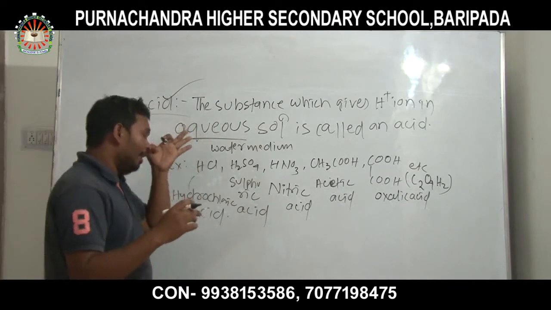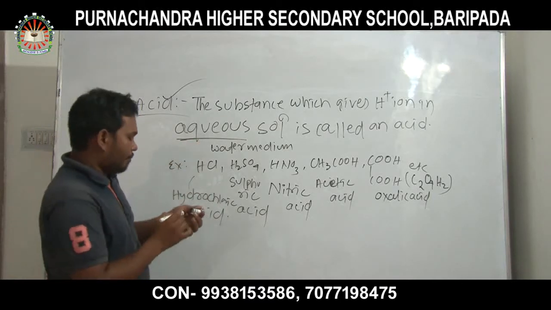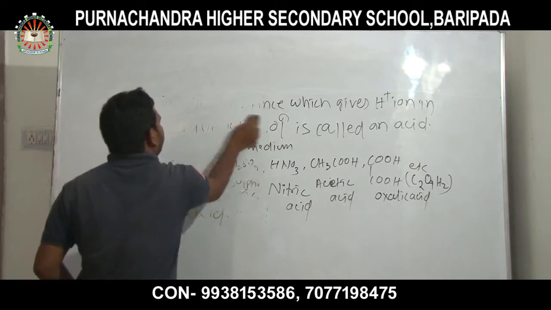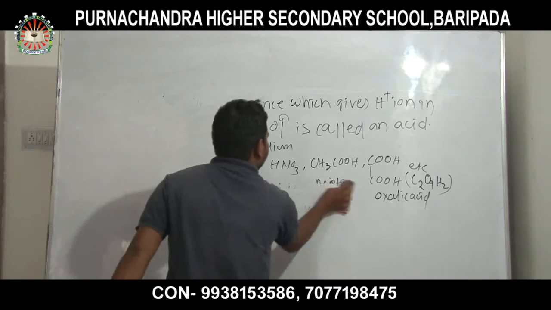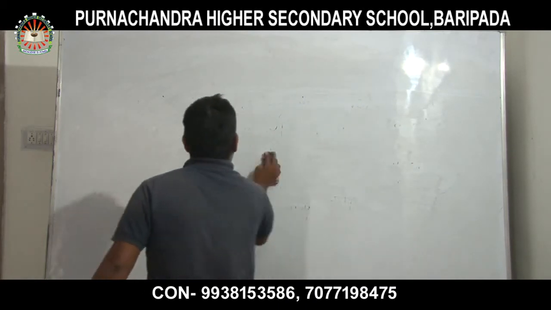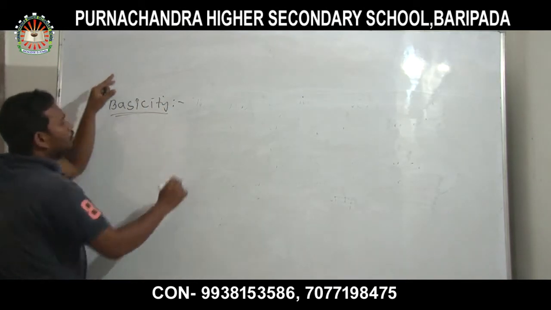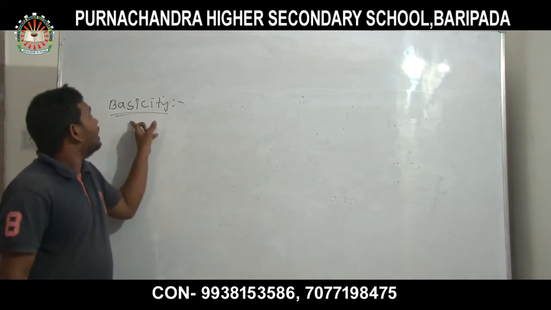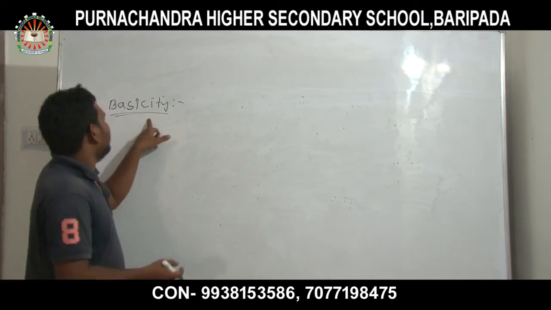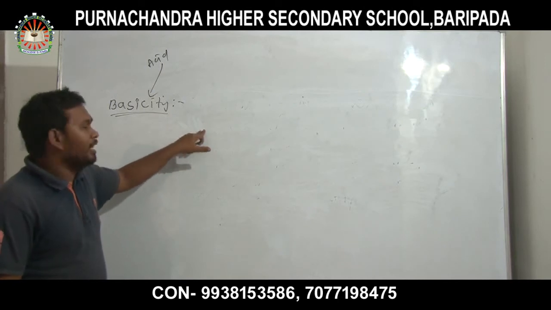So before calculating the equivalent mass of an acid, we know what is acid. Then another term emerges: the basicity of an acid. What is basicity? The number of replaceable or removable H plus ions of an acid is called basicity.